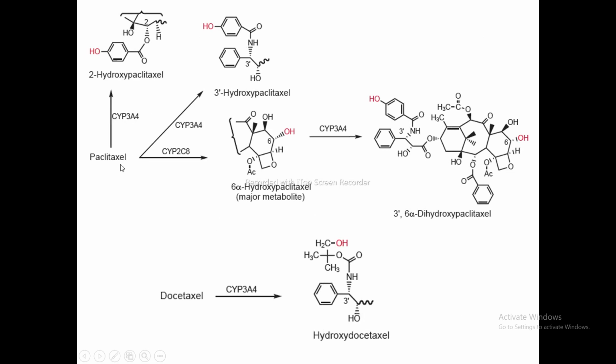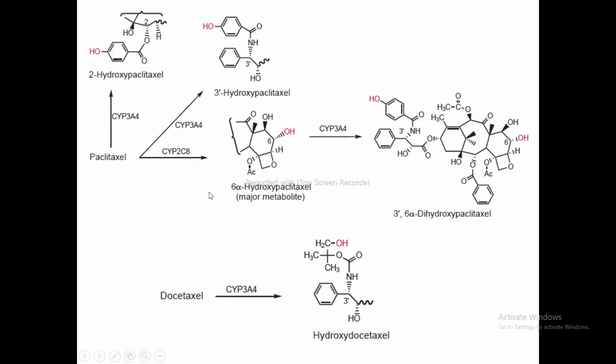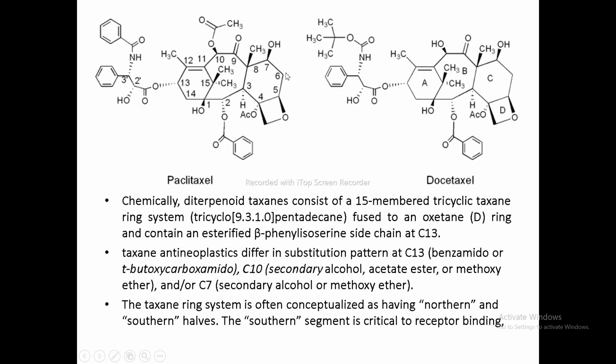Then paclitaxel is also metabolized into 3-hydroxy paclitaxel. Over here, this is the 3' position, and the hydroxylation reaction takes place to form a 3-hydroxy paclitaxel, right? Then paclitaxel is also metabolized into 6-alpha hydroxy paclitaxel. This is the 6th position. So over here is the 6-alpha hydroxy paclitaxel, which is a metabolite of this drug.